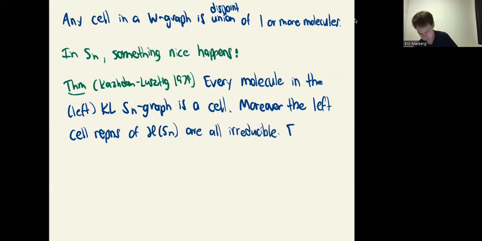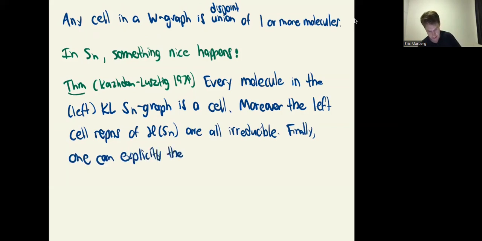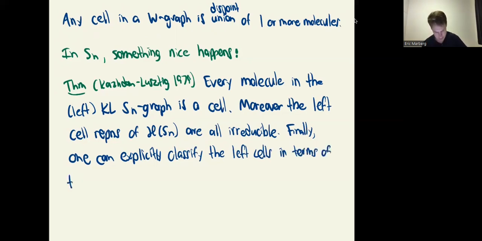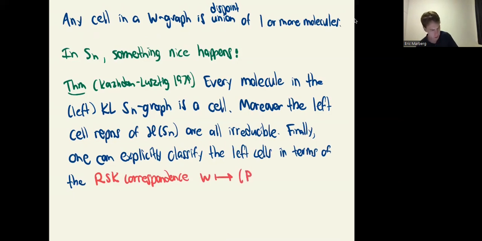Finally, one can classify explicitly the left cells in terms of the combinatorial RSK correspondence, which is a bijection that takes a permutation and gives us a pair of standard tableaux of the same shape.